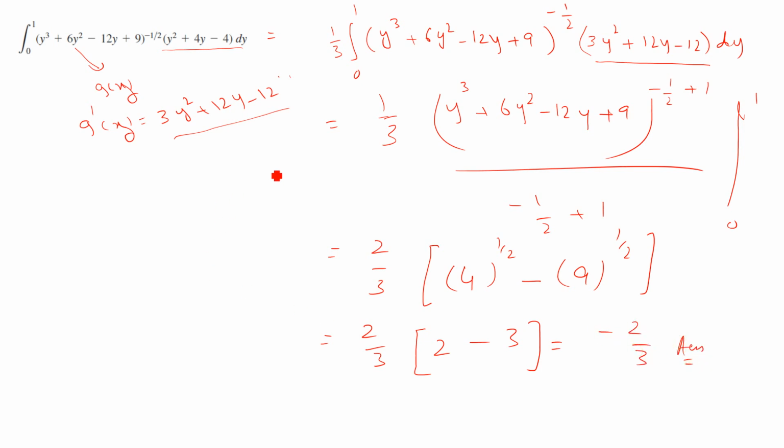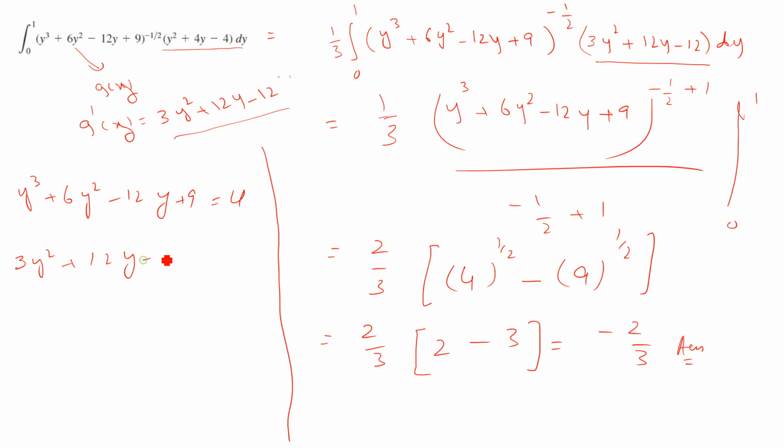You can also try it with the help of substitution. If you want to do this, you have to substitute. Let me tell you the substitution method as well. For this you substitute y cubed plus 6y squared minus 12y plus 9 equal to u, and then taking the derivative, we have 3y squared plus 12y minus 12 dy equal to du.